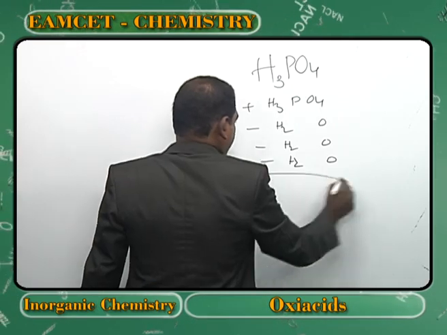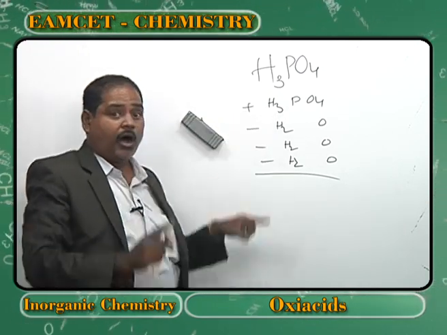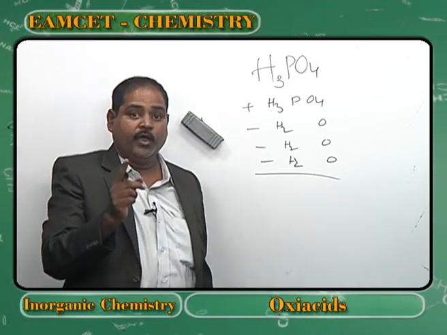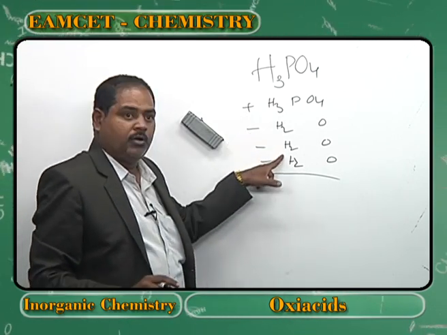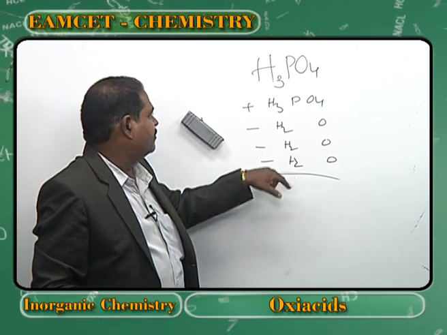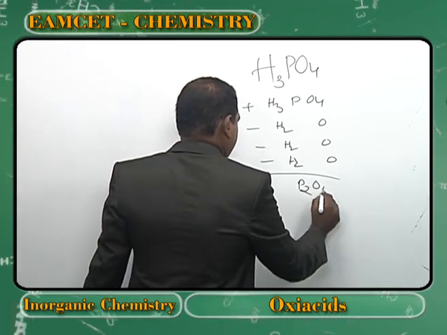Why am I removing so many H2Os? I don't want to see a single hydrogen. All hydrogens have to be removed in the form of water only. What you have to subtract is H2O. And what is the outcome? Hydrogen should not be seen. So you end up getting P2O5.